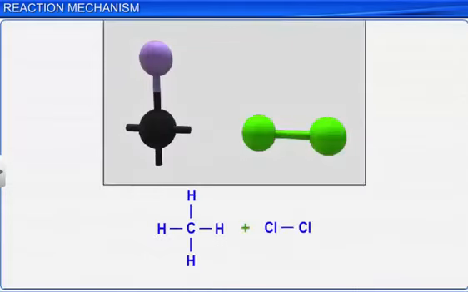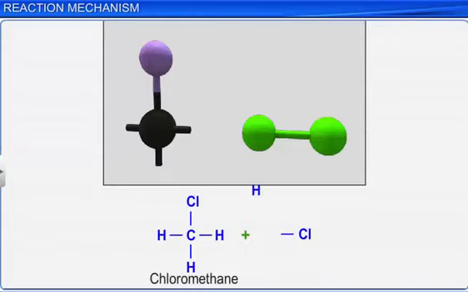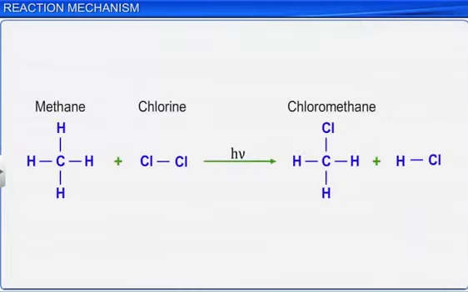In the reaction between chlorine and methane, methane supplies the carbon atom to form chloromethane. Hence, methane is the substrate, and chlorine, the other reactant, is the reagent.